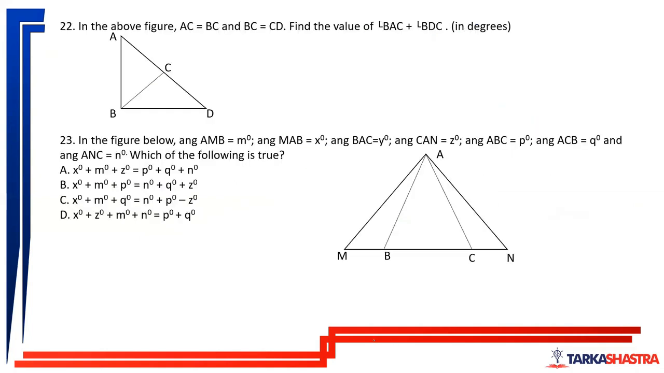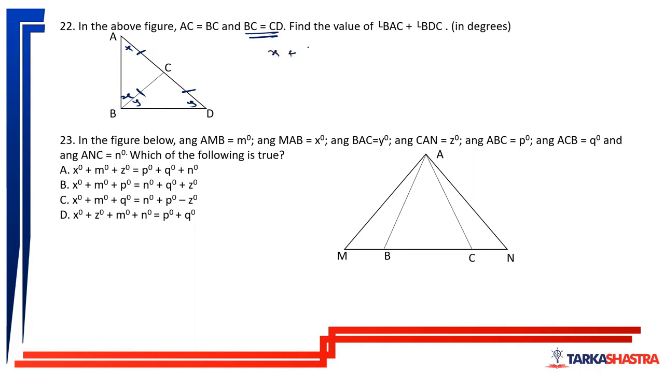Moving forward to questions number 22 and 23. In the above figure, AC is equal to BC. So if this is x, this is also x. Why? Because these two are isosceles triangles. And BC is equal to CD. So if this is y, this is also y because it is an isosceles triangle.